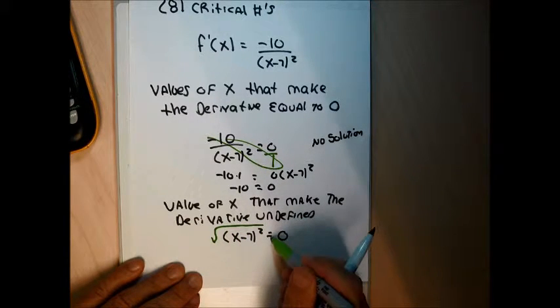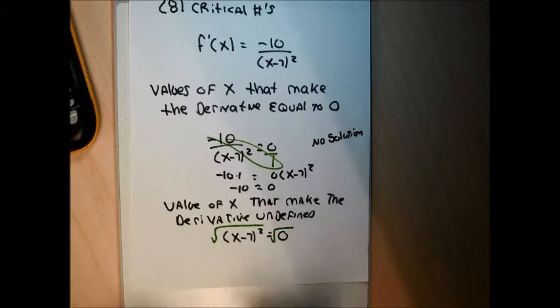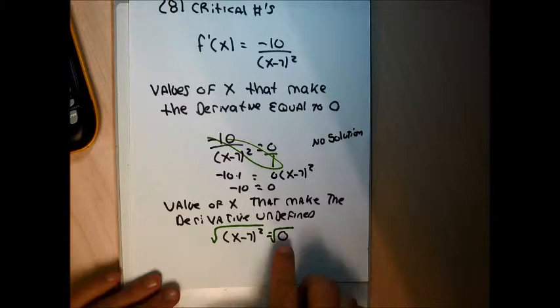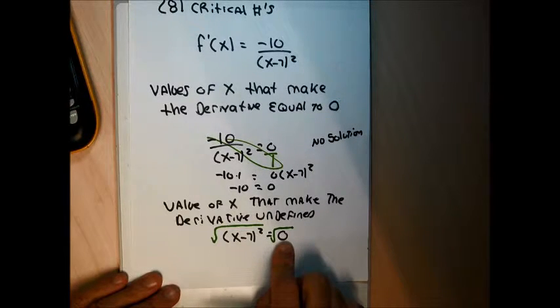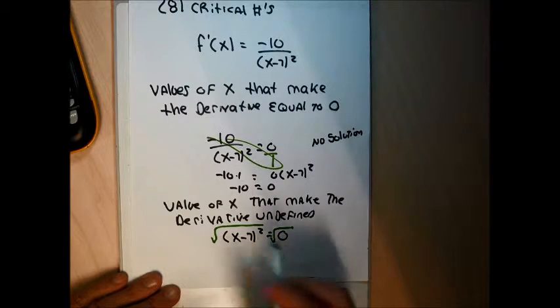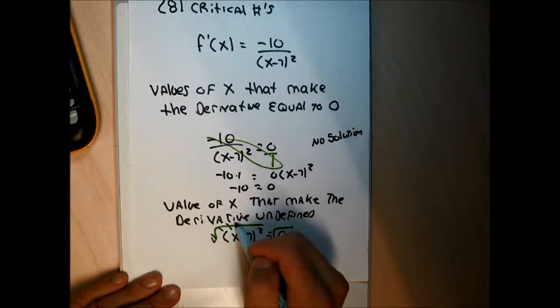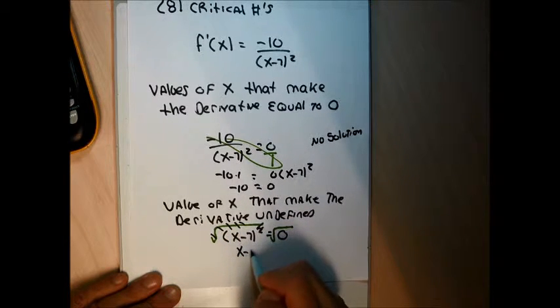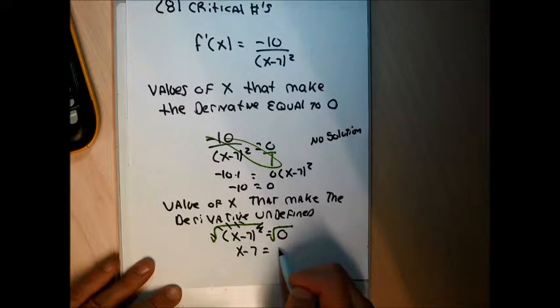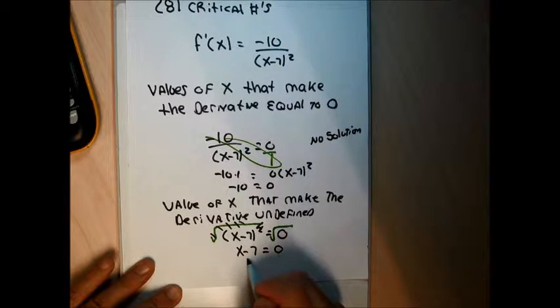For this part right here, I'm going to square root both sides. Usually I need to plus or minus when I introduce a square root into a problem, but because the right side is 0 and positive 0 and negative 0 are both 0, I didn't insert the plus or minus sign. On the left side, I cancel out the exponent. That leaves me with x minus 7. And on the right side, the square root of 0 is 0.